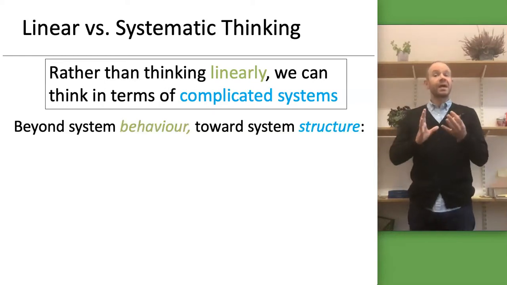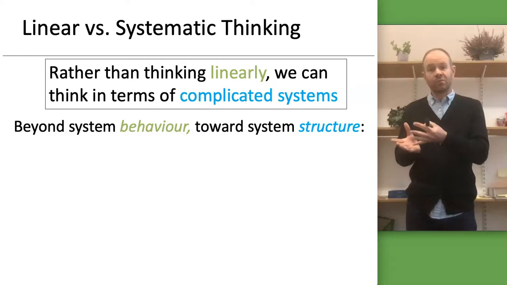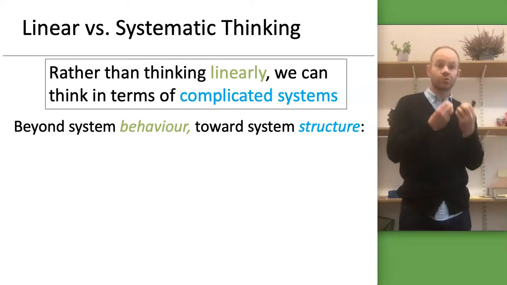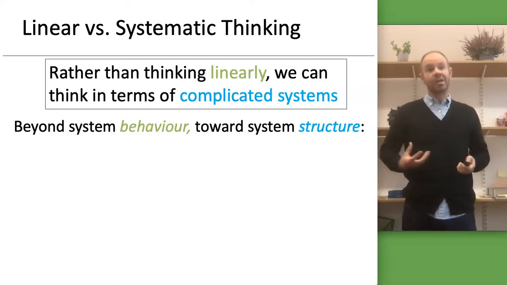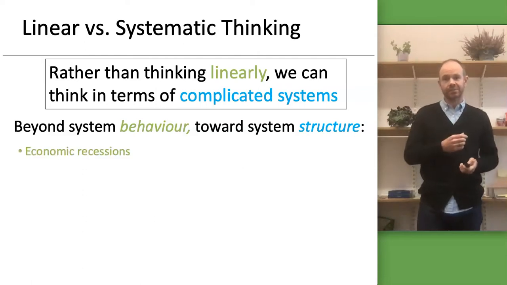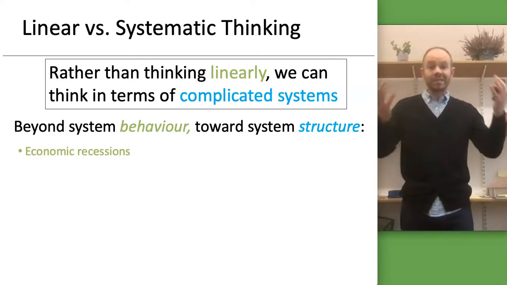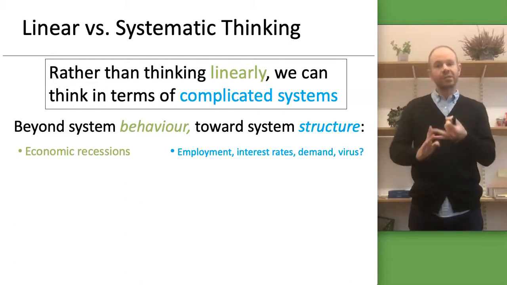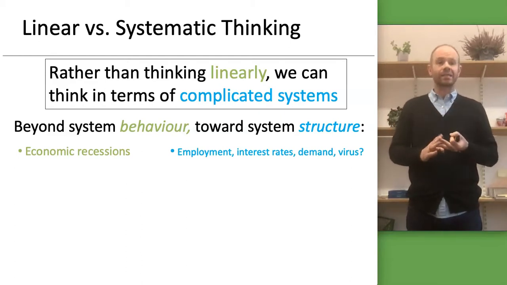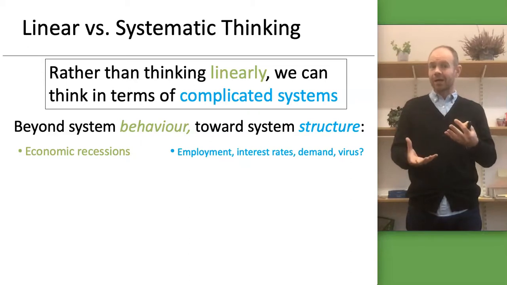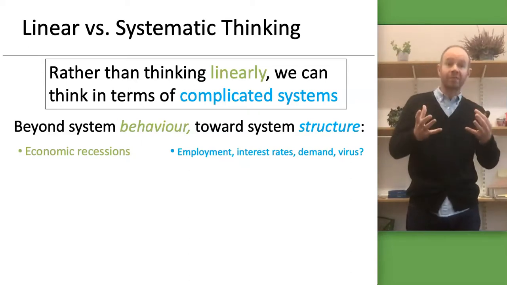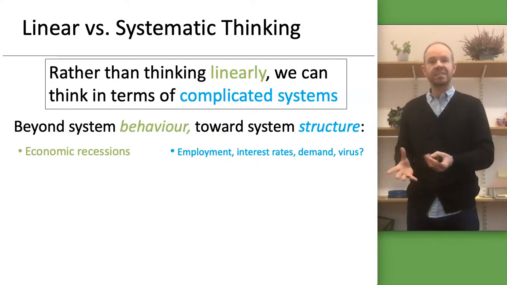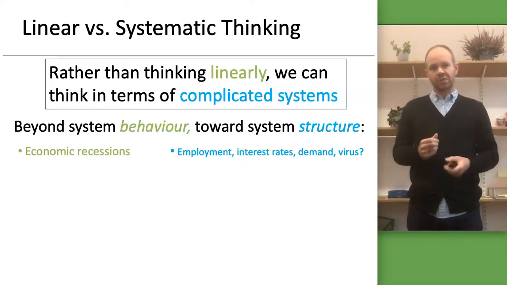So thinking beyond the behavior of what's going on toward the structure of what's going on and underlying some of these things. So instead of looking at an economic recession, we can look at what happens to employment, what happens to interest rates, what happens to demand. Is there a virus kind of hooked up in all of this, rather than just saying, are we having a recession? We can look at all of these things, the structure of what's going on in the world.